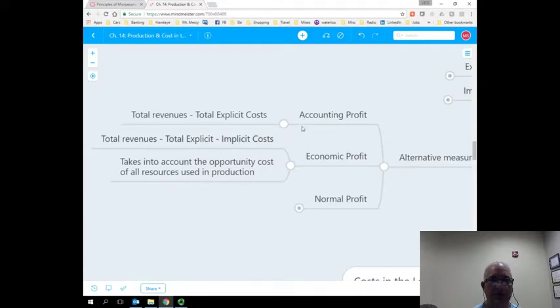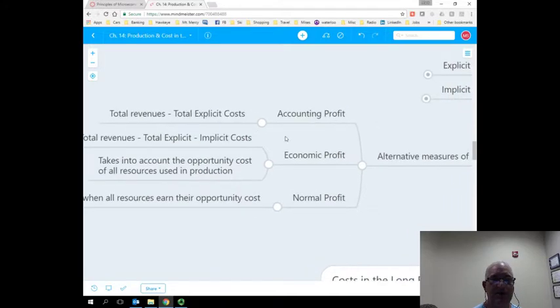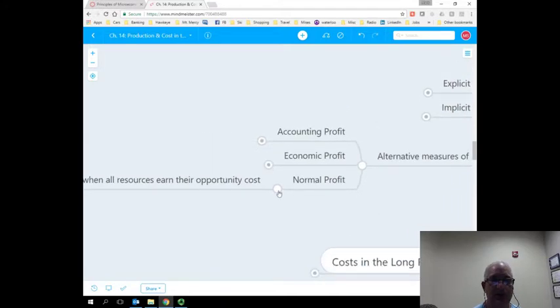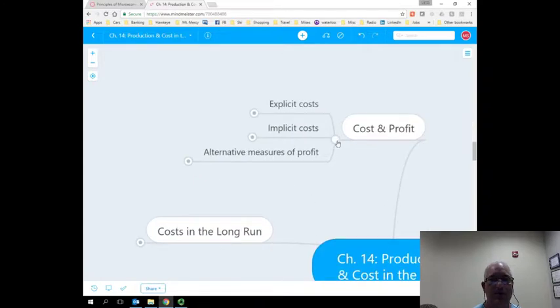So we've got the two forms of profit we've looked at so far. And then the third one is normal profit. Normal profit is when all resources earn their opportunity costs. That's a situation that you can attain when all your resources earn their opportunity costs. So these are the three different profits, and that completes this section of the chapter on cost and profit.